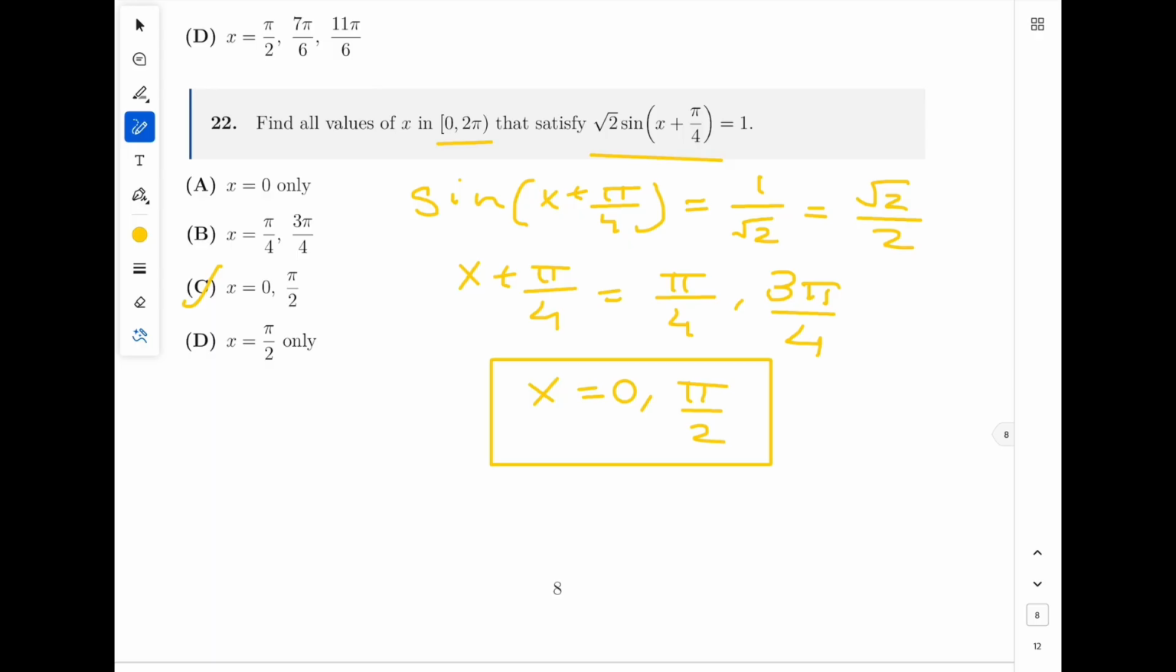The only important thing here is to keep in mind the second solution as well. Don't only keep in mind the first one. So yeah, that was pretty straightforward.